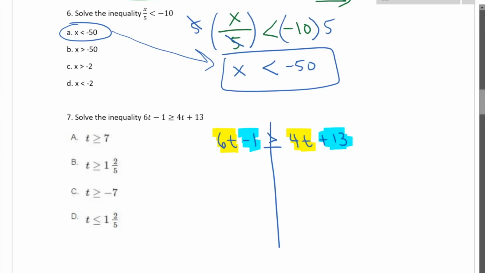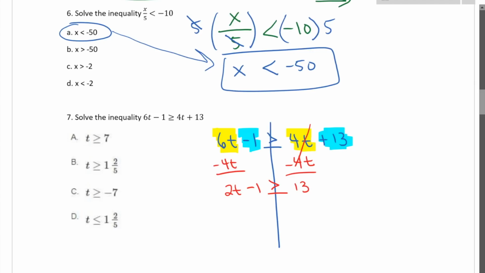So let's move the smaller number, which is positive 4t. I'm going to do the inverse, which is negative 4t. And what I do to one side, I do to the other. So I'm going to cross out those 4t's. 6 minus 4 is 2. Drop down the negative 1, drop down the inequality sign, and drop down the 13.